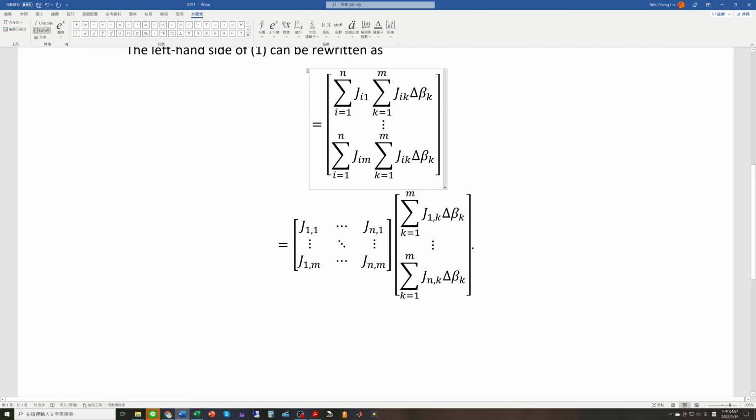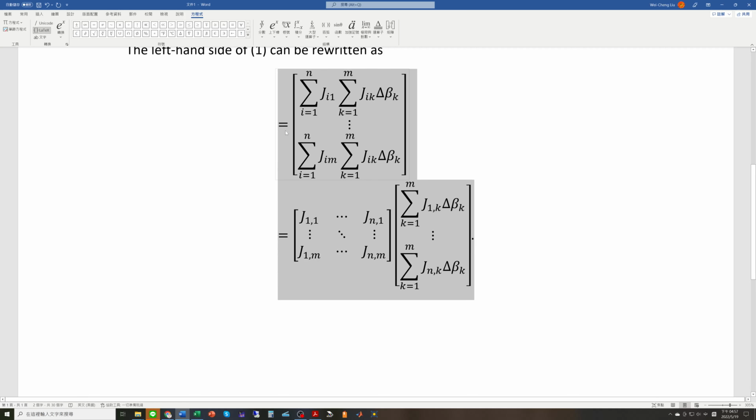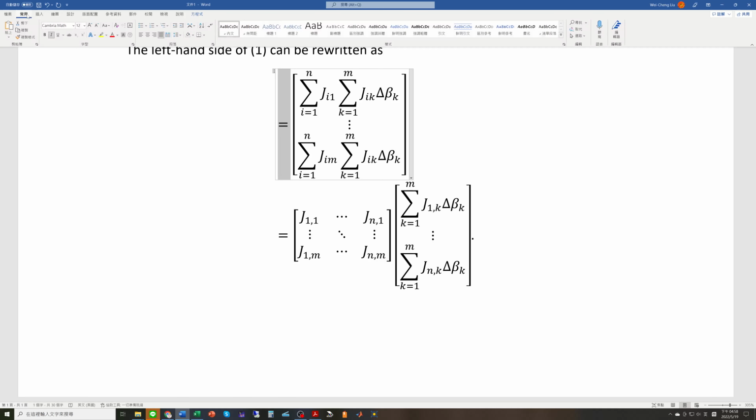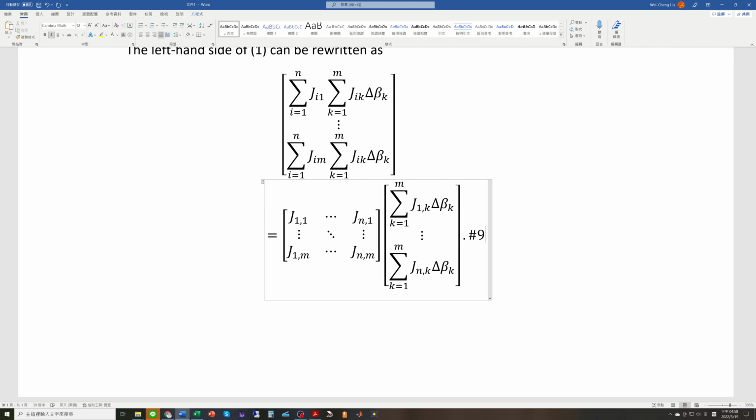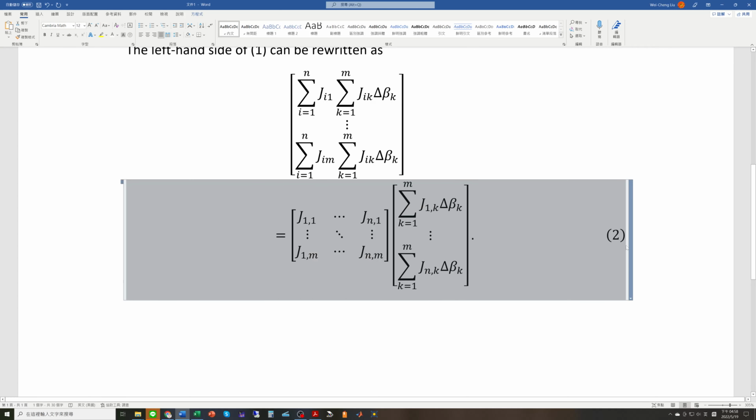Okay, so let me align these two equations at the location of the equality sign, and make this equality sign white. Okay, and this is equation 2. Oh, sorry. Okay, good.